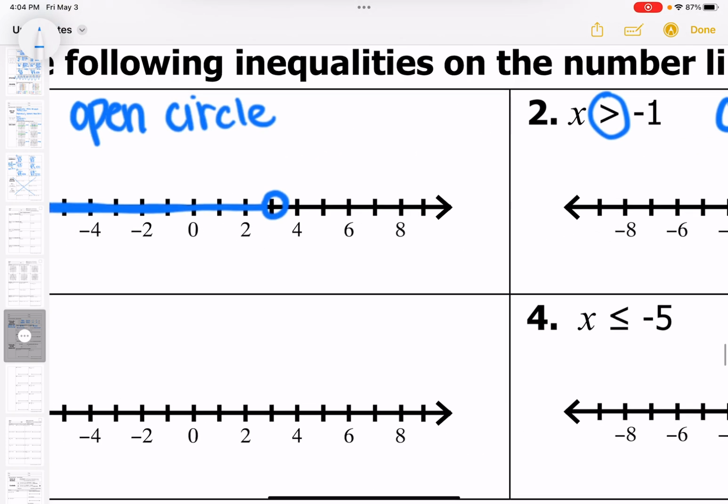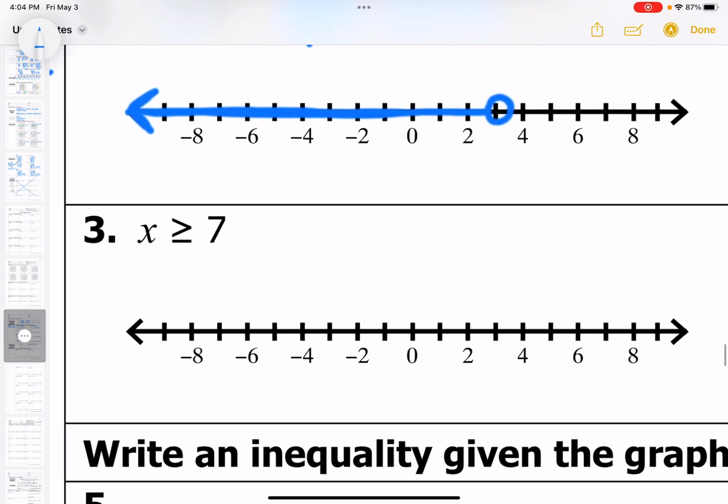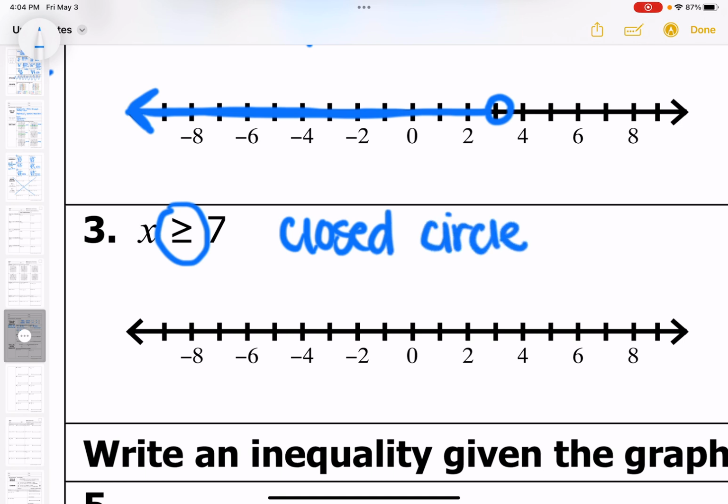All right, number 3, x is greater than or equal to 7. Since it's greater than or equal to, I'm going to use a closed circle. So on positive 7, I'm going to put a closed circle. And then it's greater than, so I'm going to shade to the right.